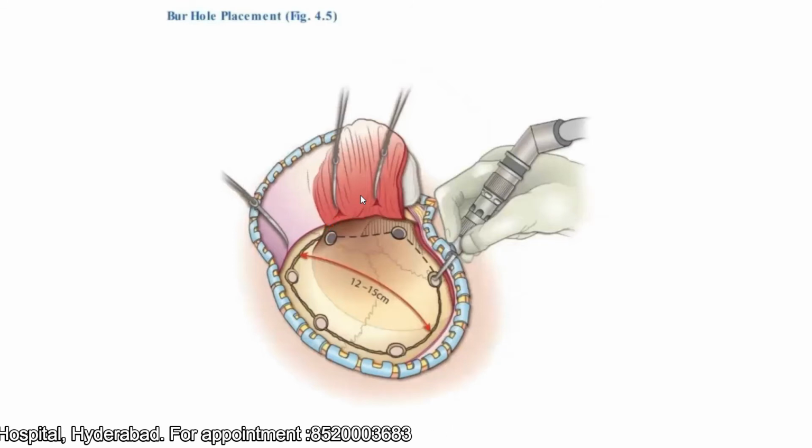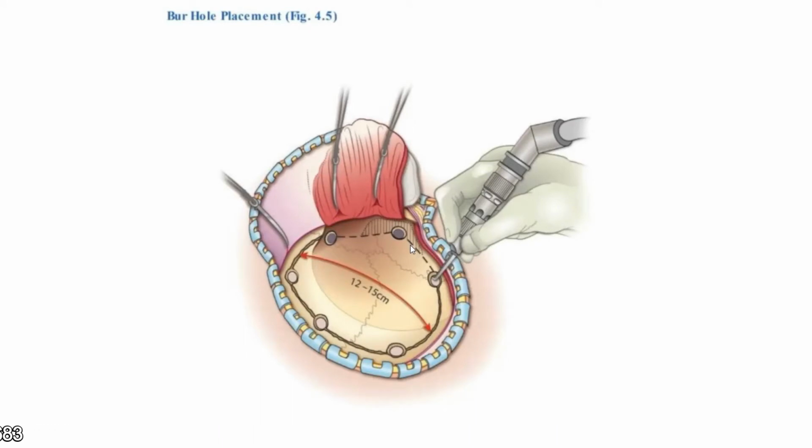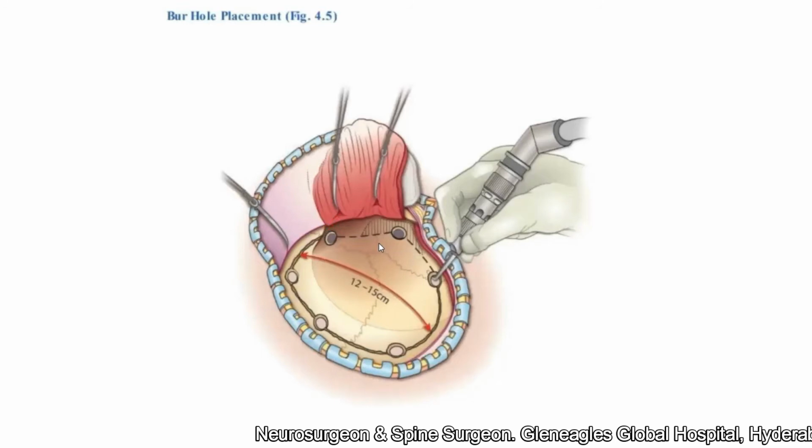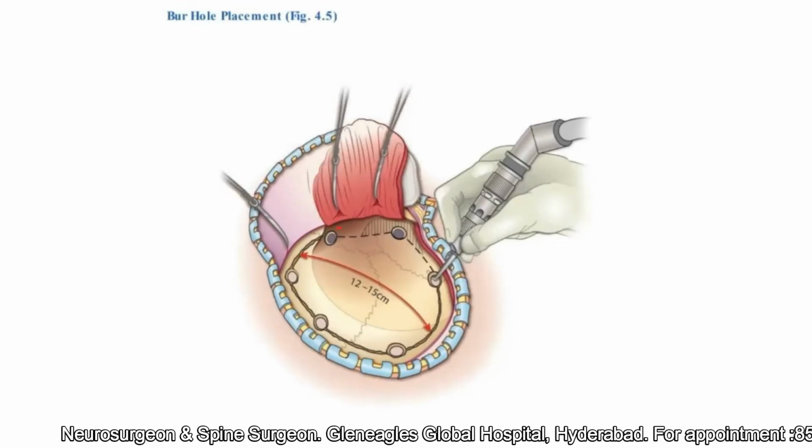Coming to the placement of the burr holes. We use a high-speed drill to place the burr holes so that the chances of entering or penetrating the dura mater are less. The first burr hole is the classical key burr hole.